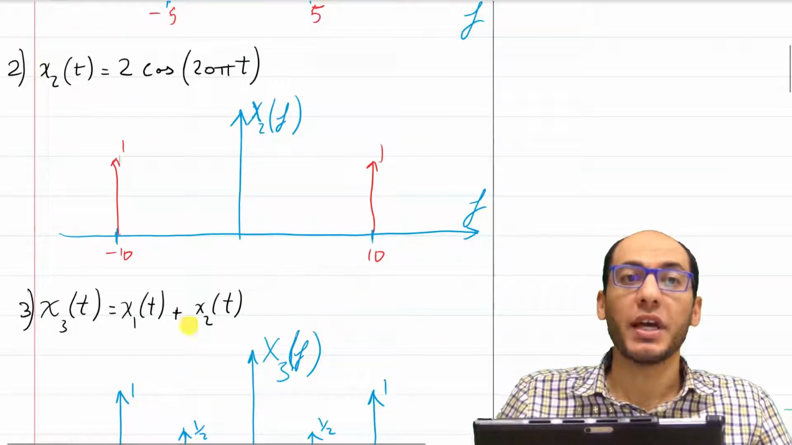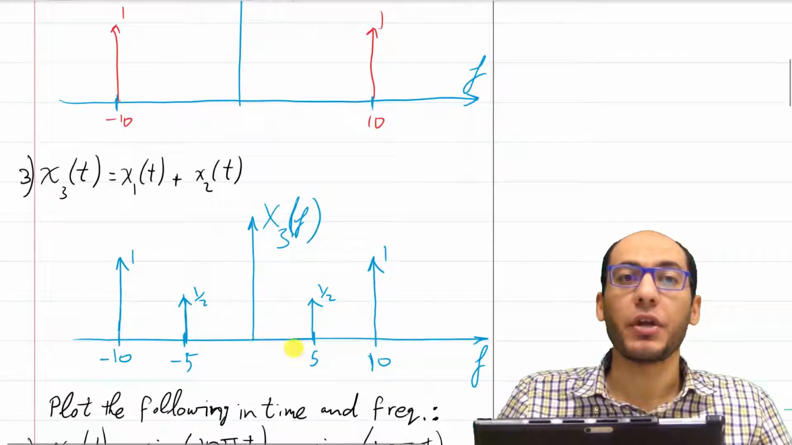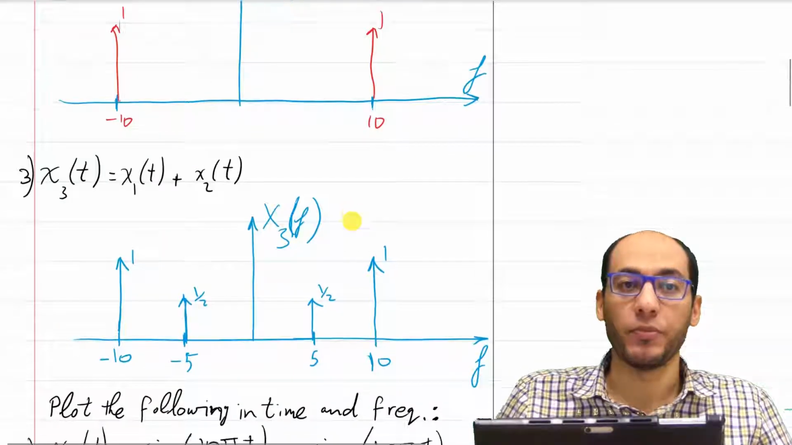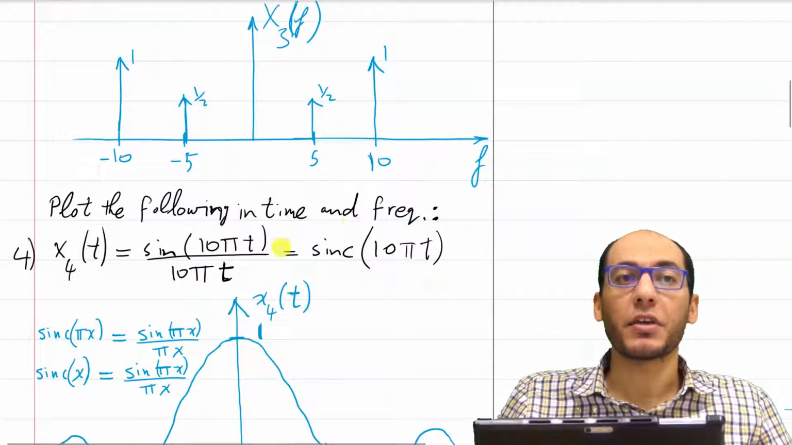All right, so let's add these two signals. Adding in the time domain is the same as adding in the frequency domain, and that's why you get the addition of the two graphs above. Okay, let's take the fourth example.